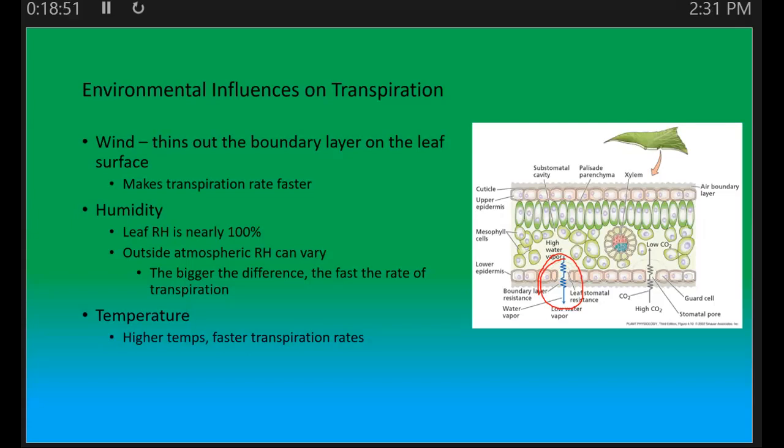But yeah, these things are important to think about if you're growing plants, because you have to keep on top of it. And then if you have a way, like in indoor environments, you can manipulate these factors to try to optimize transpiration rates.